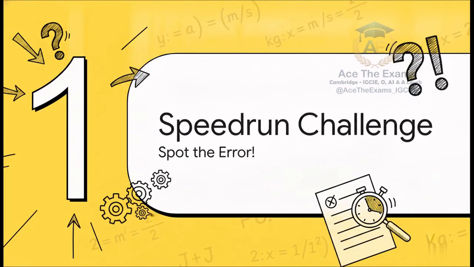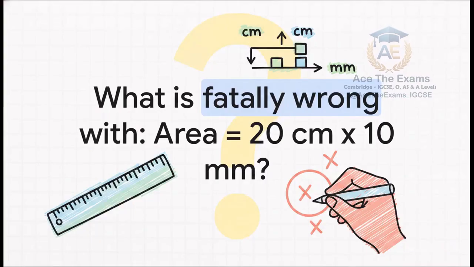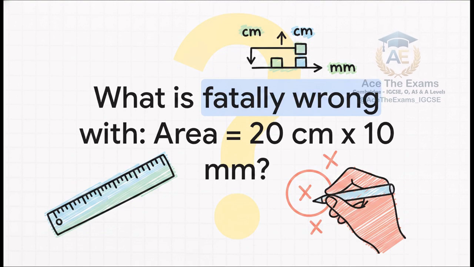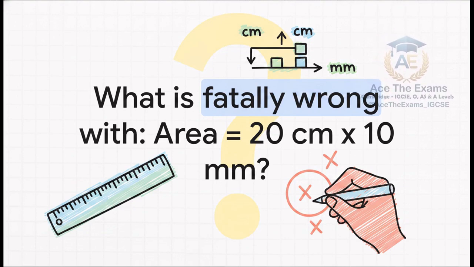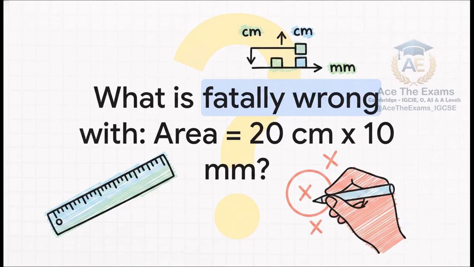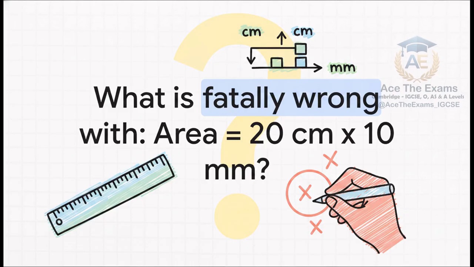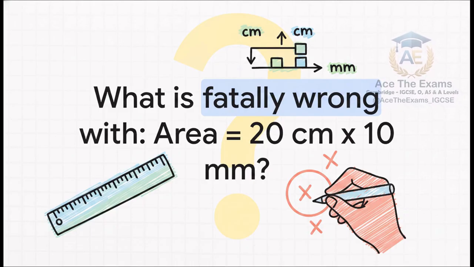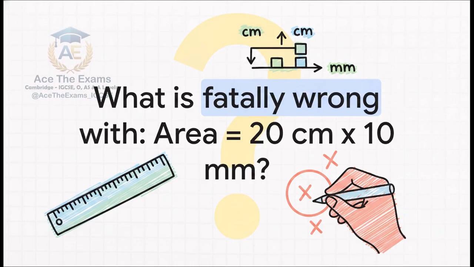Section 1. Interactive Speed Run Challenge. Spot the error. Let's crank up the stakes. All right, here's the challenge. What is fatally wrong with calculating area as 20 centimeters multiplied by 10 millimeters? I want you to pause the explainer right now. Seriously, hit pause and predict the specific error in this calculation before the examiner deducts your marks.